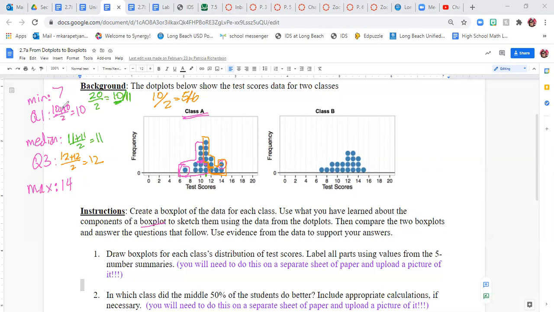Okay, so there you go. You have your minimum, your maximum, your median, your Q1, and your Q3. Notice they are increasing, right, as you go, which is what should happen with this order.